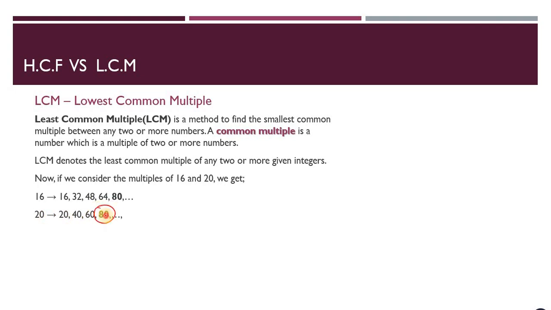Notice that we have our first common multiple. The first common multiple that we find for the two numbers is the least common multiple, since there are other common multiples of 16 and 20. But we stop at the first one we find.